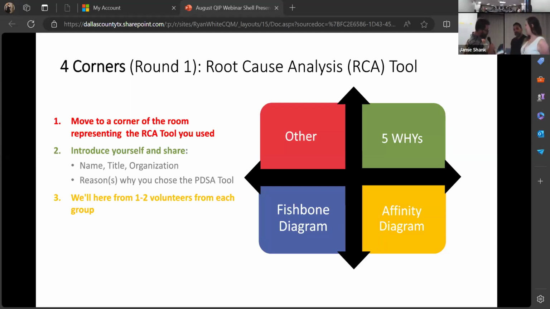And even Oscar was saying with Dallas County that they appreciate it because it gives us aha moments and discovery on why we do what we do and how it all connects. So that's sort of what we're doing here. Okay.